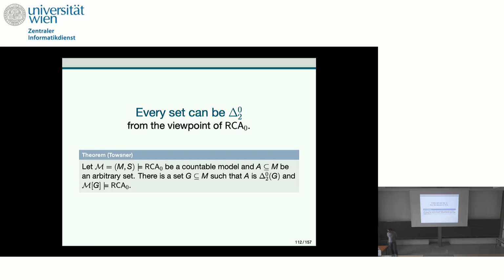So let's take another example, which is a beautiful theorem from Towsner, which morally says that from the viewpoint of RCA0, arbitrary sets are indistinguishable from delta 2 sets. So for any countable model of RCA0 and for any set, you can make an omega extension of your model so that this set belongs to delta 2 with respect to the omega extension.